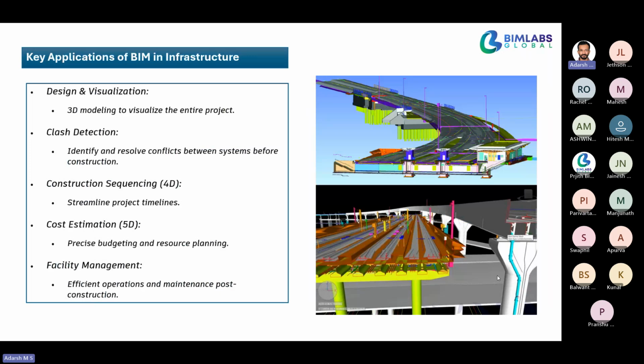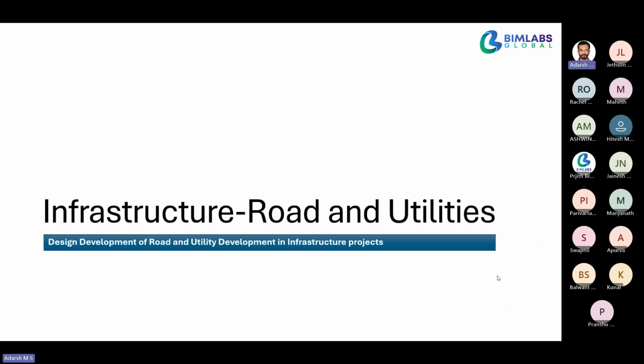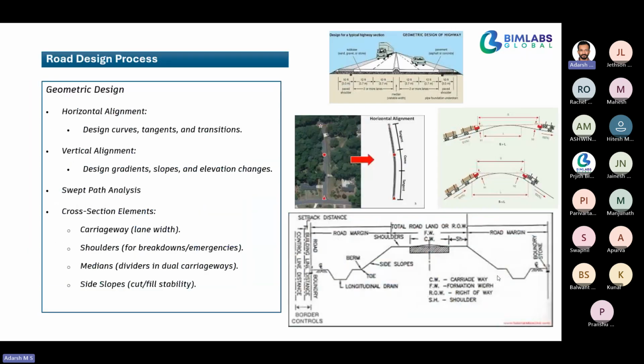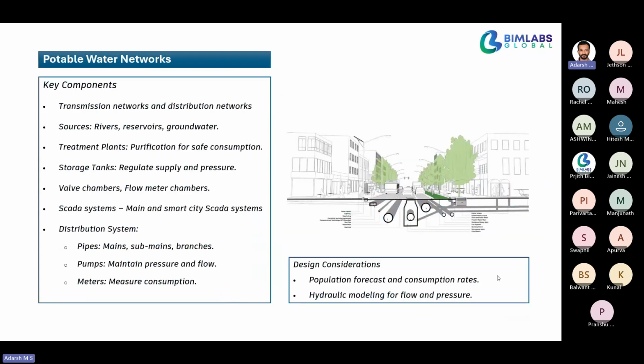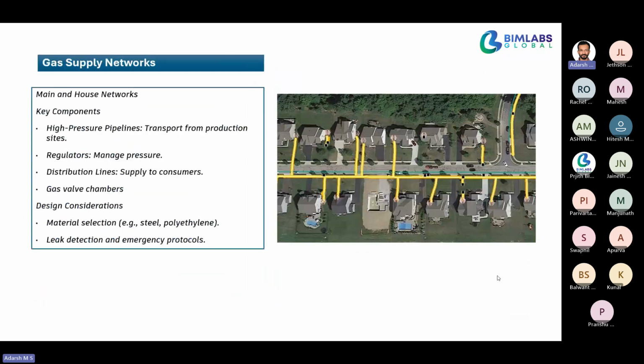And from the design and visualization stage to the facility management stage, we can use this building information model. You can see some schematic representations in this presentation. This is a highway project. In this highway project, we can use different tools and different software to implement building information modeling. I'm not going too deep into these things, infrastructure for roads and utilities, these are some details of the projects.